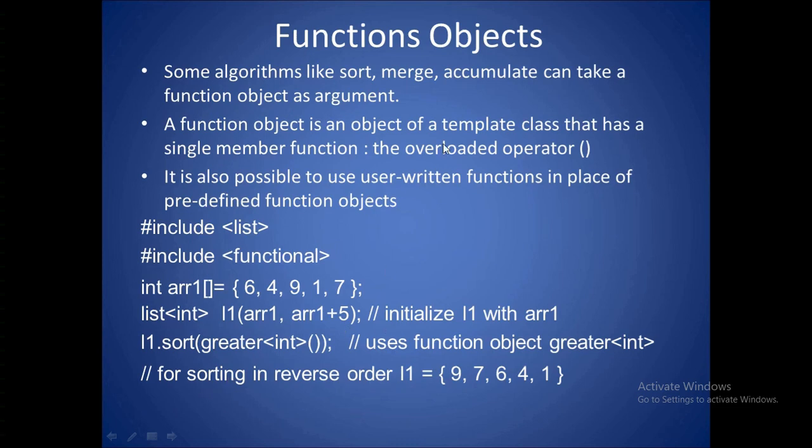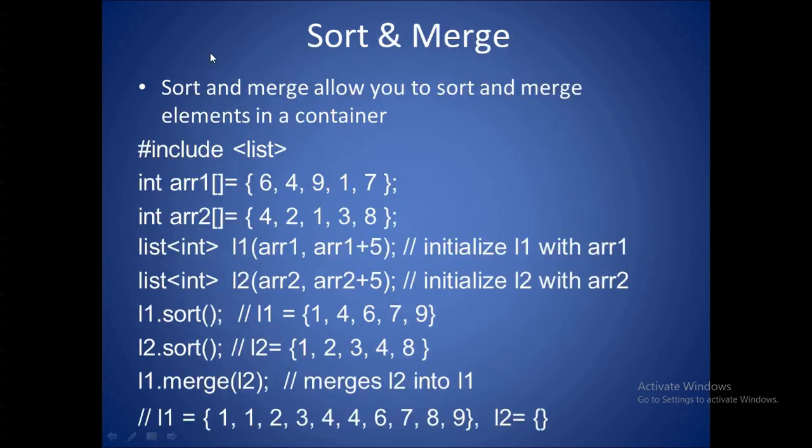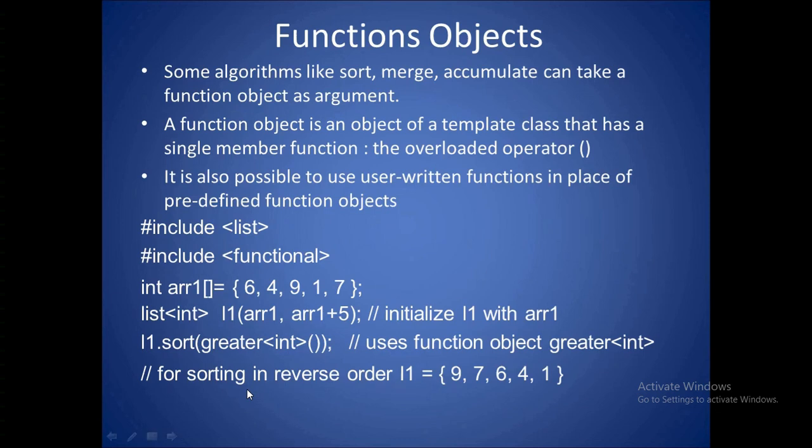Next, about function objects. Whenever in an algorithm we are passing some function arguments, like in merge we are passing the object L2, these are called function objects. Some algorithms like sort, merge, and accumulate can take function objects as arguments. A function object is an object of a template class that has a single member function, the overloaded operator. Okay, so include list, include functional.